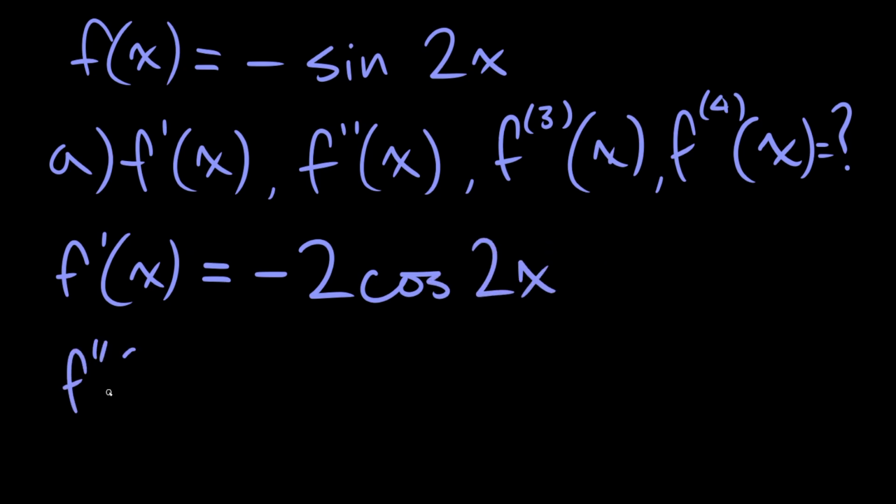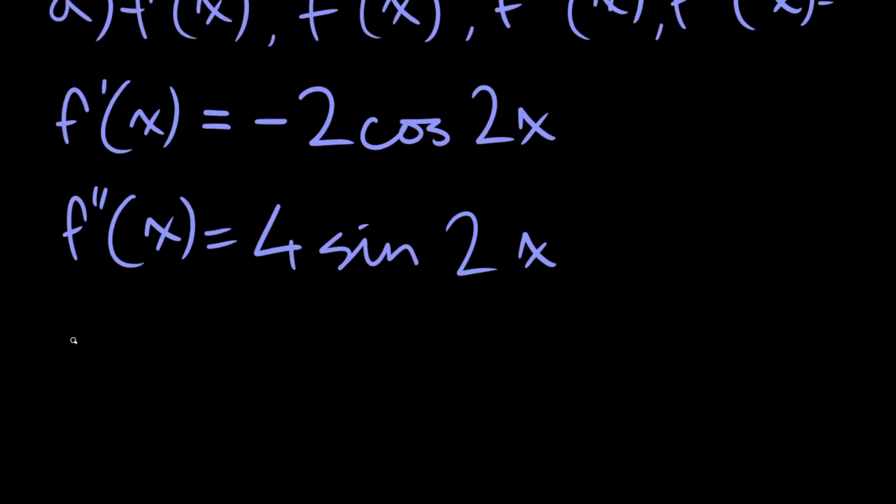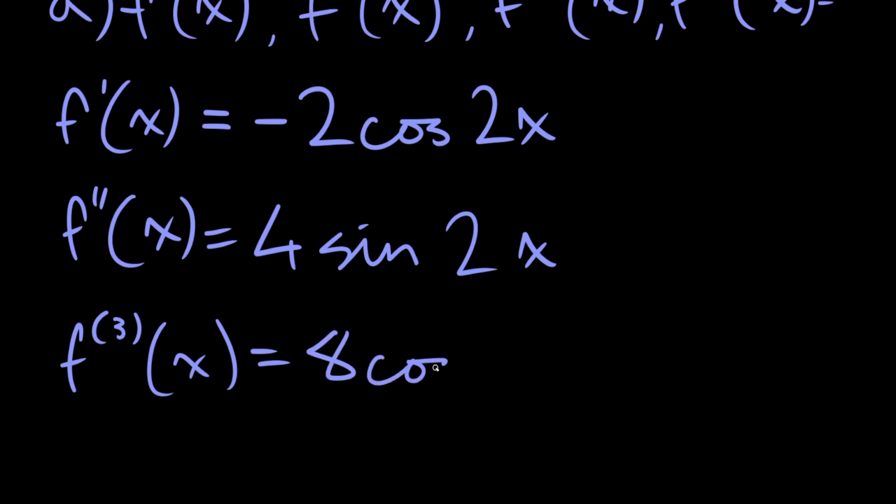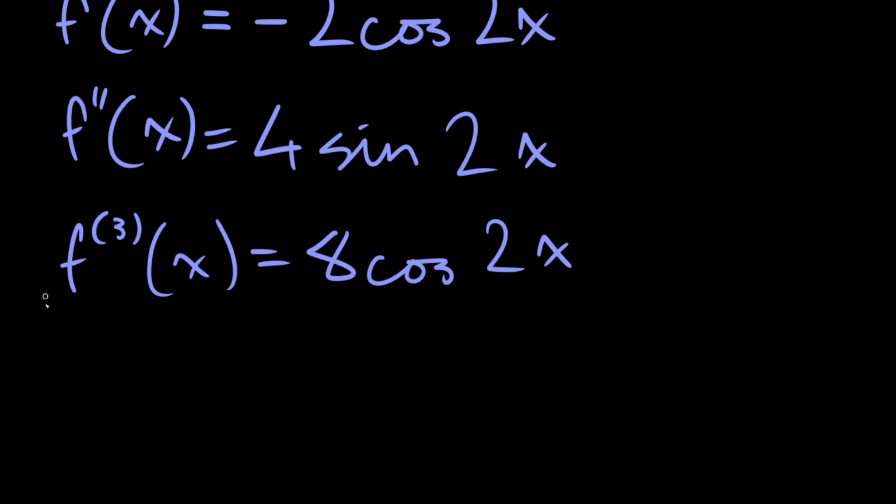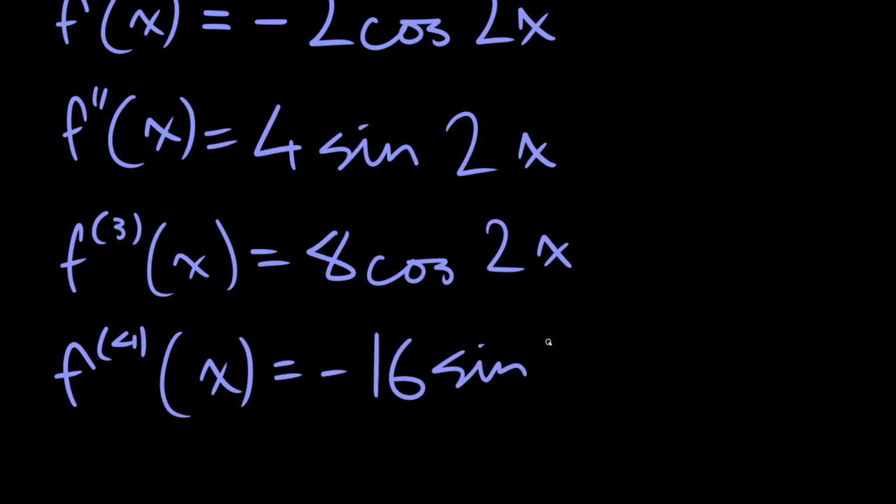So f prime prime of x, if you remember, the derivative of cosine is negative sine, so this entire value will become positive. We'll have to multiply by 2 for the inside again, so we'll get 4 sine 2x is our answer for that. And for the third derivative, they don't use prime prime prime, unfortunately. It's going to be a positive value, as sine does not go negative. So we'll have to multiply by 2 again: 8 cosine 2x. And for the fourth derivative, of cosine, going to make it negative 16 sine 2x.